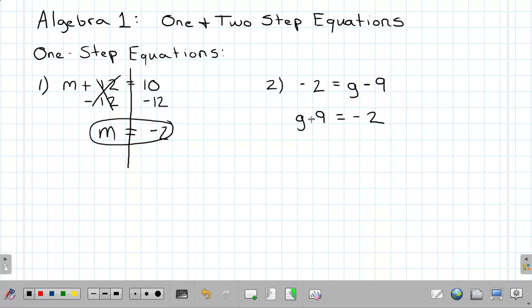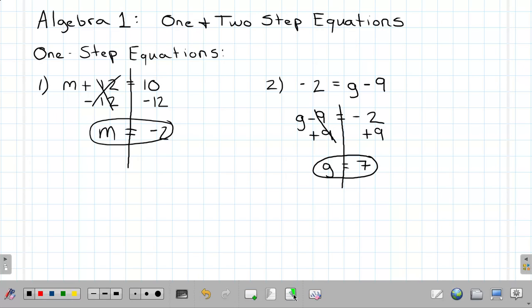We have g. We're subtracting 9, so that means we need to add 9. If we do it to one side, we've got to do it to the other. G minus 9 plus 9. Essentially, the 9s will cancel out, leaving us with g. And that's going to be equal to negative 2 plus 9, which gives us positive 7. Once again, if you're used to drawing this little line down through here so you can separate the sides, that's perfectly fine. But we do end up with g is equal to 7.